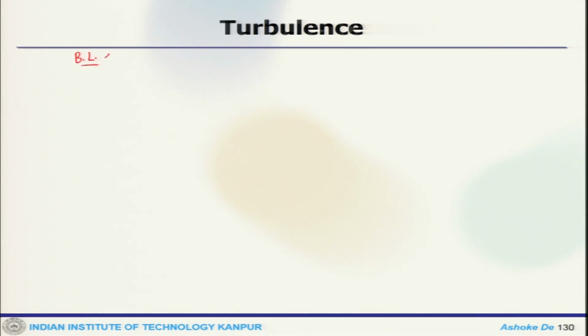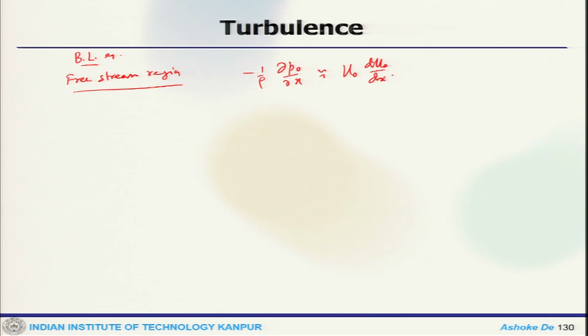And now from here we can get our boundary layer equation. So, the boundary layer equation we get is that for the free stream region, we have minus 1 by rho del p naught by del x, which is u naught del u naught by del x, since v naught by u naught is small.